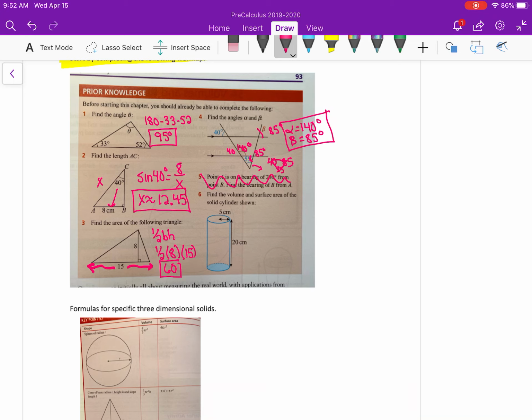5, I'm going to have you omit. I probably should have said that to begin with, just because what we talked about the other day, we haven't done a lot with bearings.